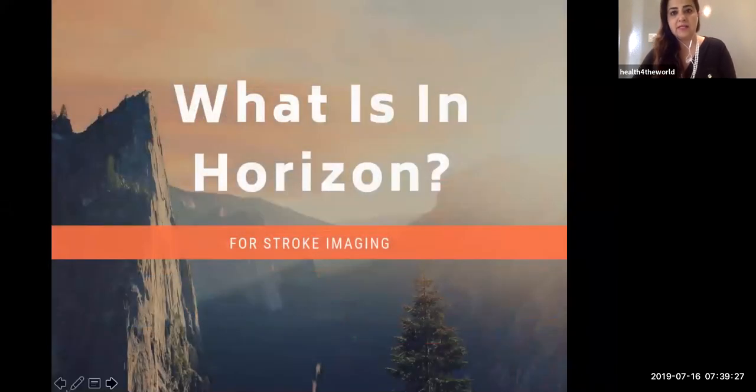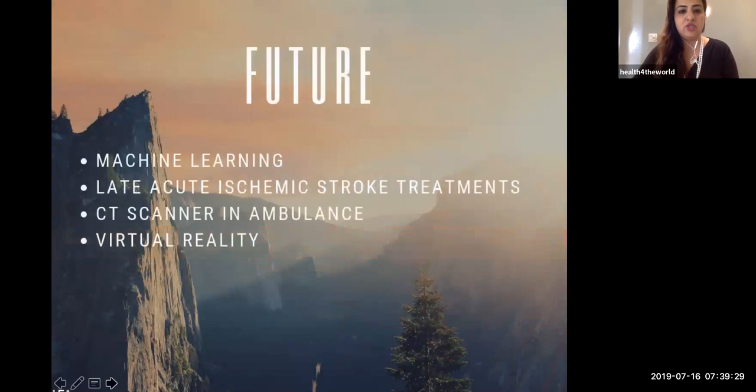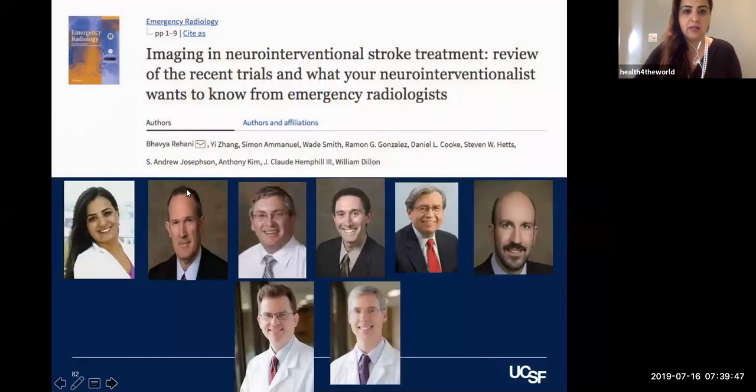What is on the horizon for stroke imaging? Machine learning has been used for stroke. We talked about the late acute ischemic stroke in which the patients can be treated for up to 24 hours. The CT scanners in ambulances, and virtual reality. These are some future advances coming up in stroke. There's a very good paper from researchers at University of California, San Francisco, and also researchers from MGH, which summarizes everything which is going on in the stroke world.